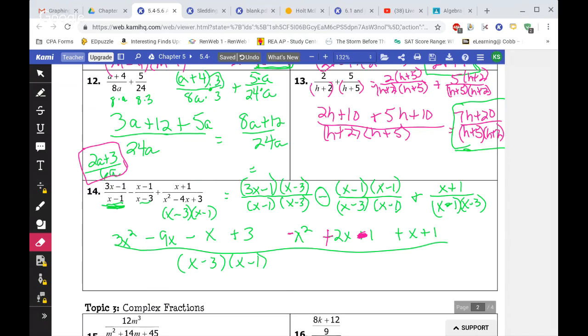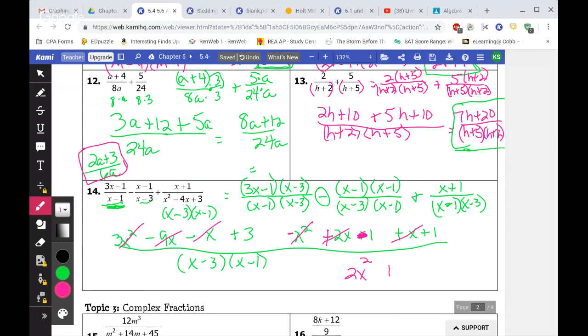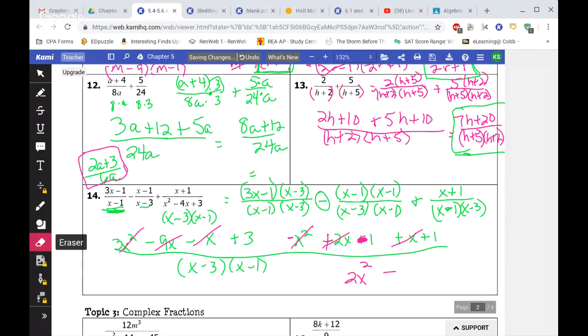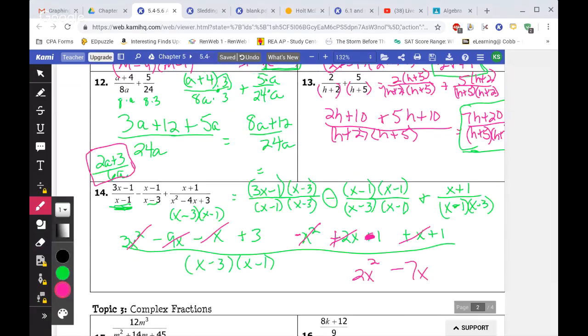And now I have 3x squared minus x squared. So I haven't really left myself enough room, but I'm going to, which is going to be 2x squared. So I got rid of those. And then I've got a minus 9x minus x. That's going to be minus 10x. Minus 10x plus 2x will give me a minus 8x plus x. That's going to be a minus 7x. Okay. And now I've got a plus 3 minus 1. So that's going to be 2 plus 1 is 3. All over x minus 3, x minus 1.